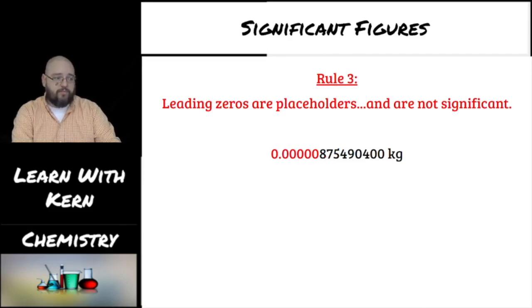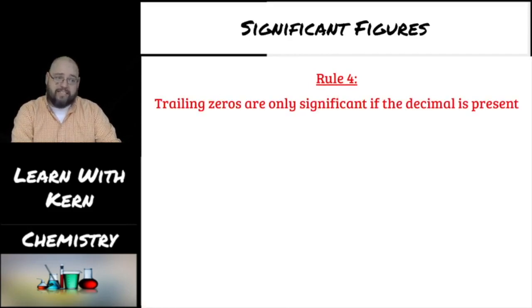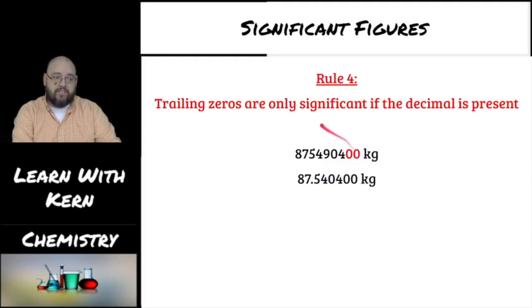That's rule number 3. Rule number 4 says trailing zeros are only significant if the decimal is present. So trailing zeros would be zeros that are following after the numbers. So in this example, 875490400 kilograms. So these trailing zeros are not significant because the decimal is not present. So if the decimal is present, these would be significant, but they're not.